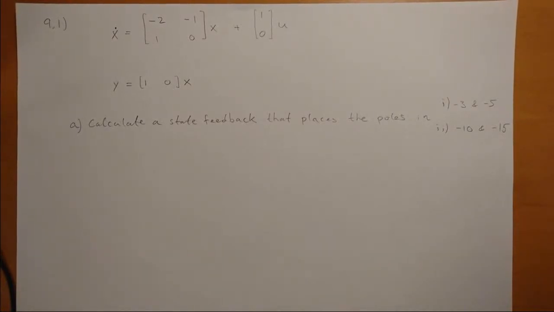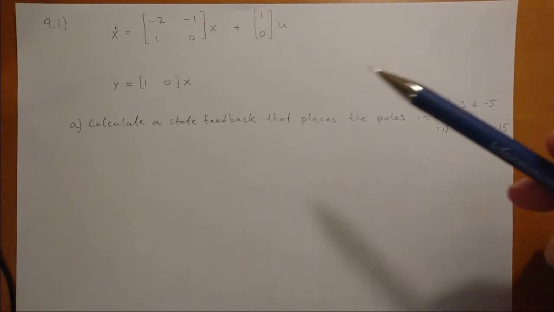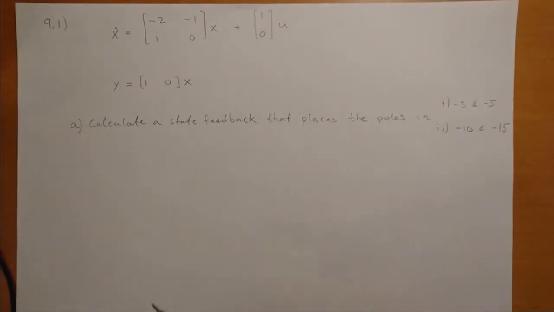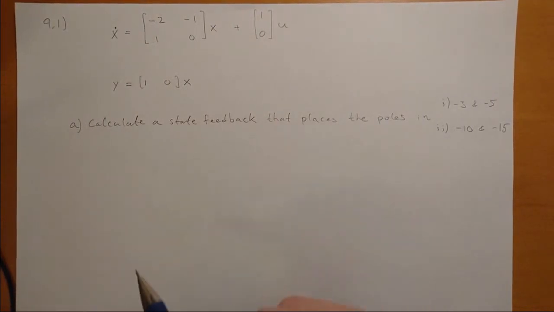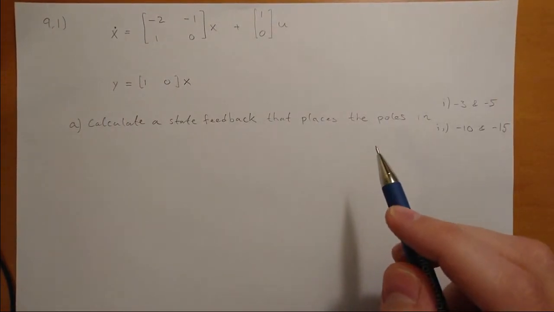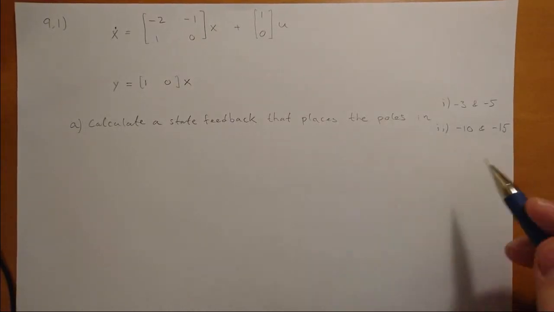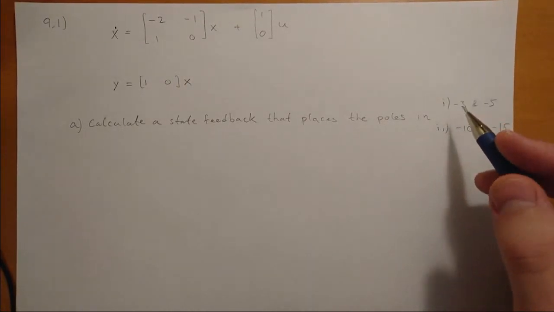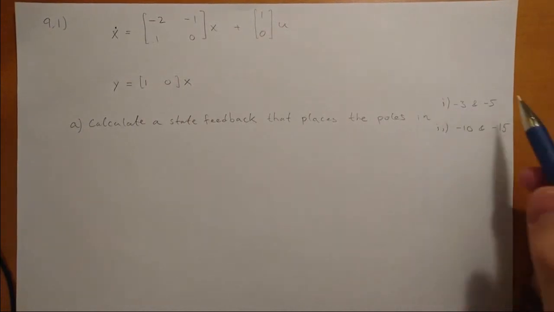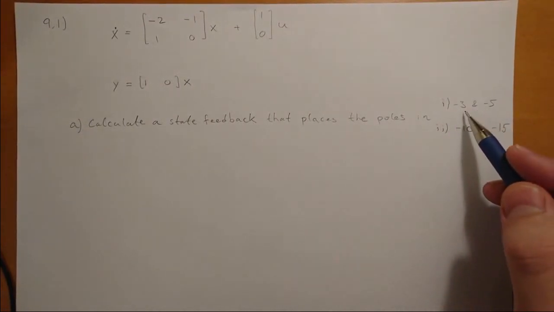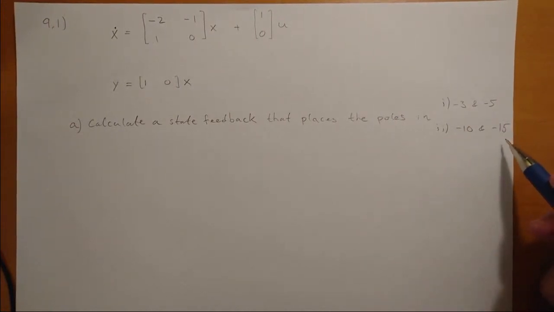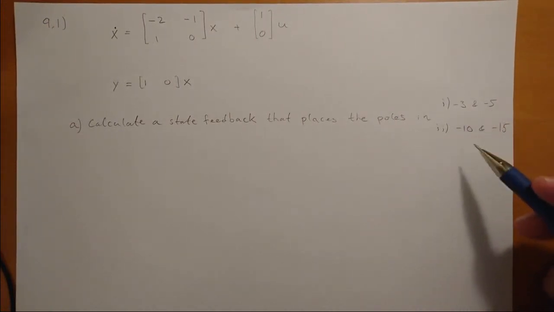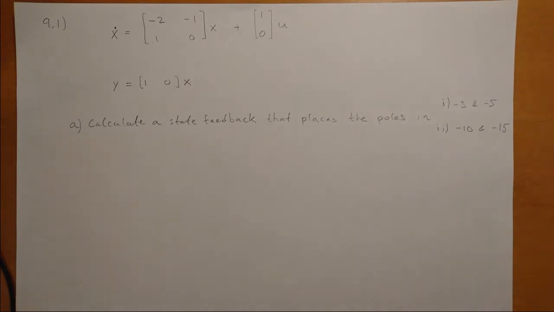Alright, so this is exercise 9.1. In this exercise we're given this dynamic system on state space form, and task A is to calculate a state feedback that places the poles of the closed loop system in two different cases here. So in the first case we're going to place them in -3 and -5, and in the second case we're going to place them in -10 and -15. And then we'll discuss the difference between these two cases.